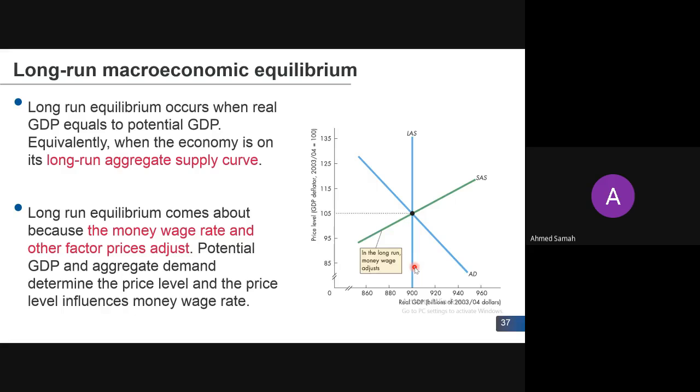So the long run equilibrium comes about because money wage rate and other factor prices adjust. So in the long run, there will be adjustments in the wage rate and the other factor prices. So potential GDP and aggregate demand determine the price level, and the price level influences the money wage rate.